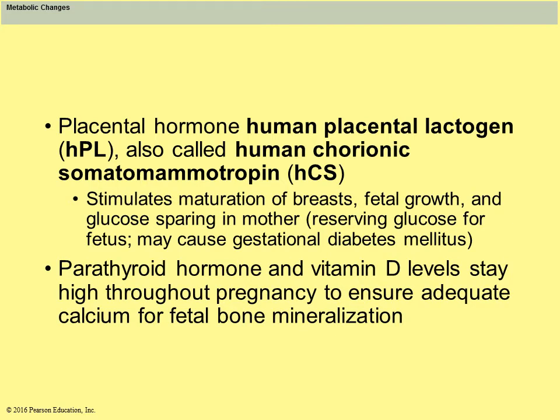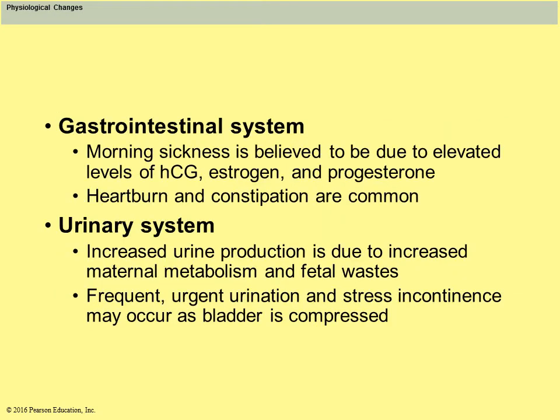The human placental lactogen hormone is going to stimulate maturation of the breast, fetal growth, glucose sparing in mother, meaning the developing fetus gets what it wants first. Mom is second. This can often lead to gestational diabetes in the mother. Parathyroid hormone and vitamin D levels are going to stay pretty high throughout the pregnancy so that the developing fetus gets enough calcium for bone mineralization, ossification that is occurring. So these are all some changes that will occur metabolically in the mother.